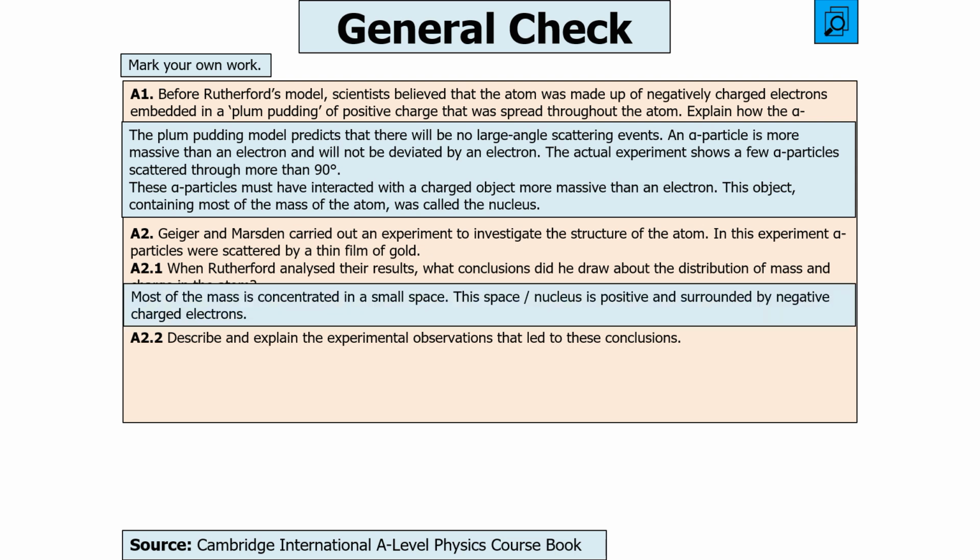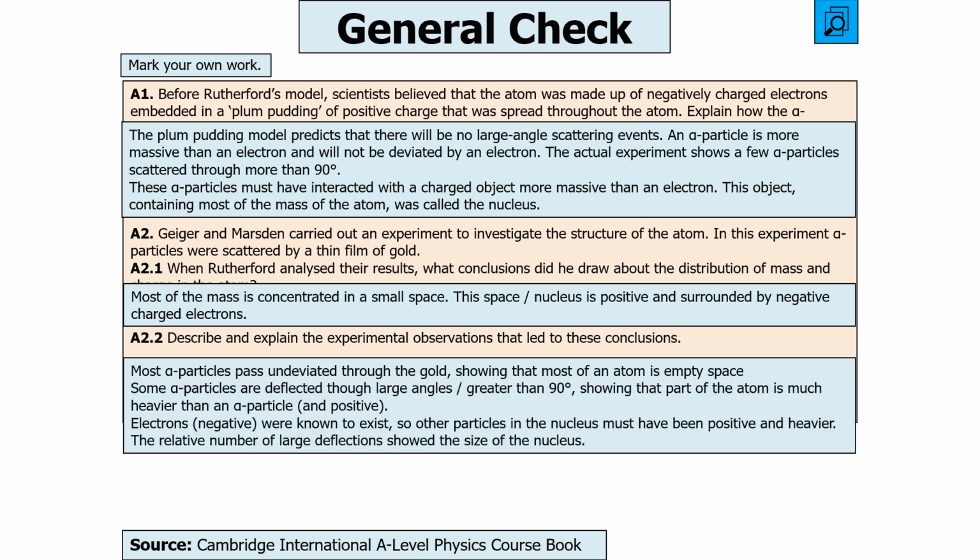Now, in the next one, what conclusions did he draw? Well, he concluded that most of the mass was concentrated in a small space, that this space, or the nucleus, was positive and surrounded by negatively charged electrons. This was shown because most alpha particles passed through the gold undeviated, so most of the atom was empty space. Some alpha particles were deflected through large angles, showing that part of the atom is much heavier than the alpha particle and positive. The electrons were known to exist from J.J. Thomson's experiments, so other particles in the nucleus must have been positive and heavier, and the relative number of large deflections shows the size of the nucleus.